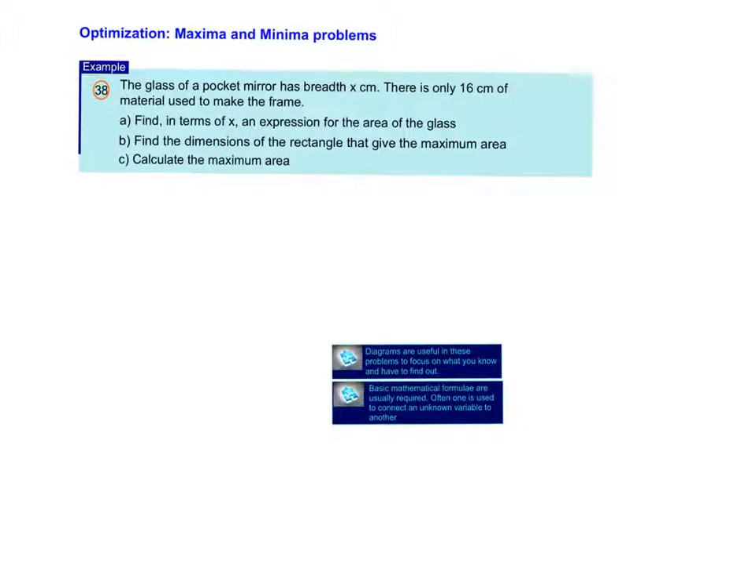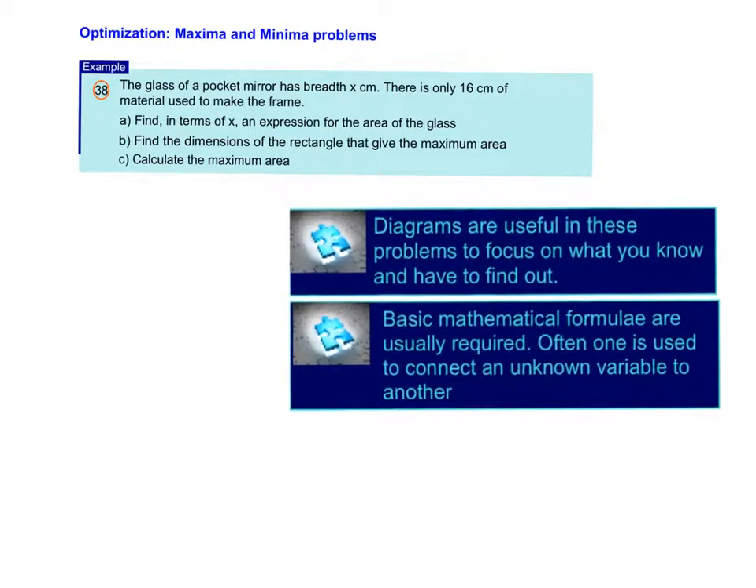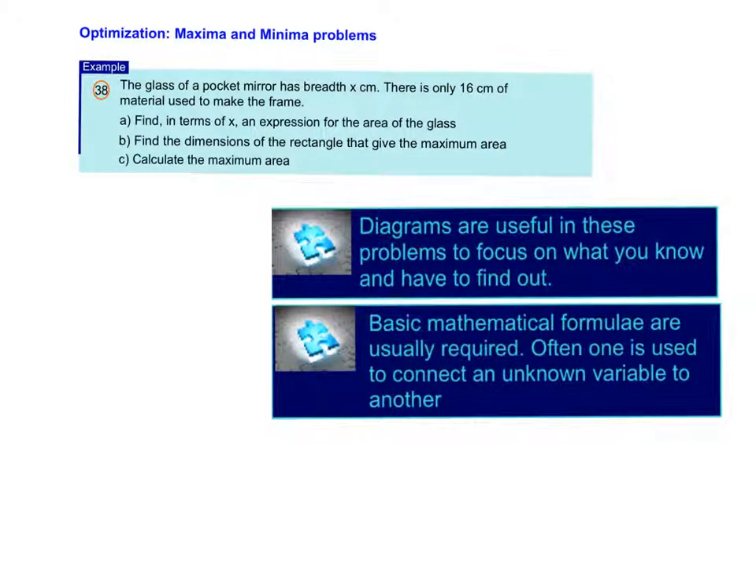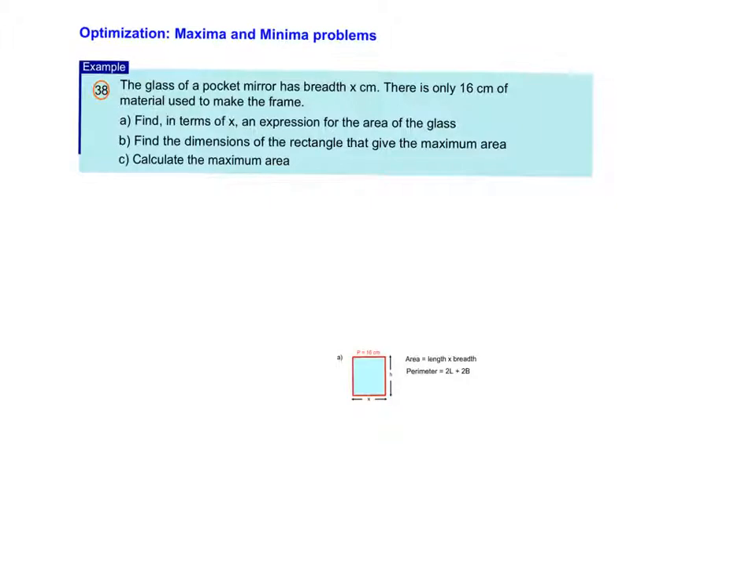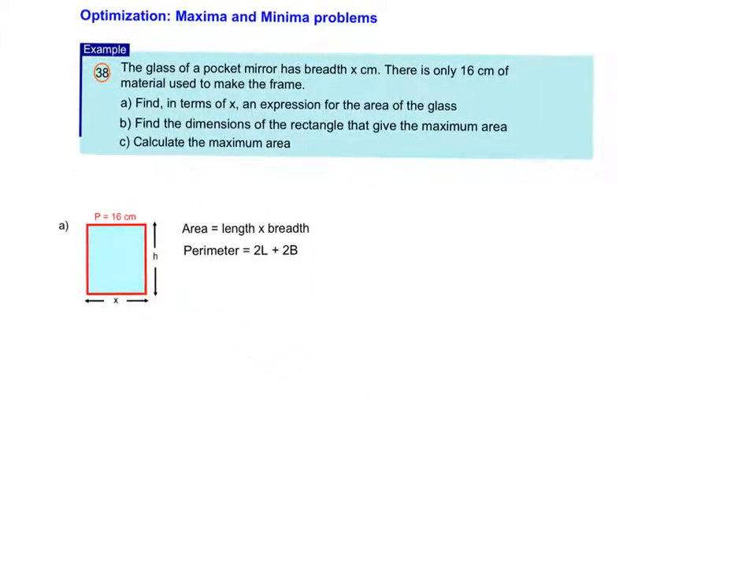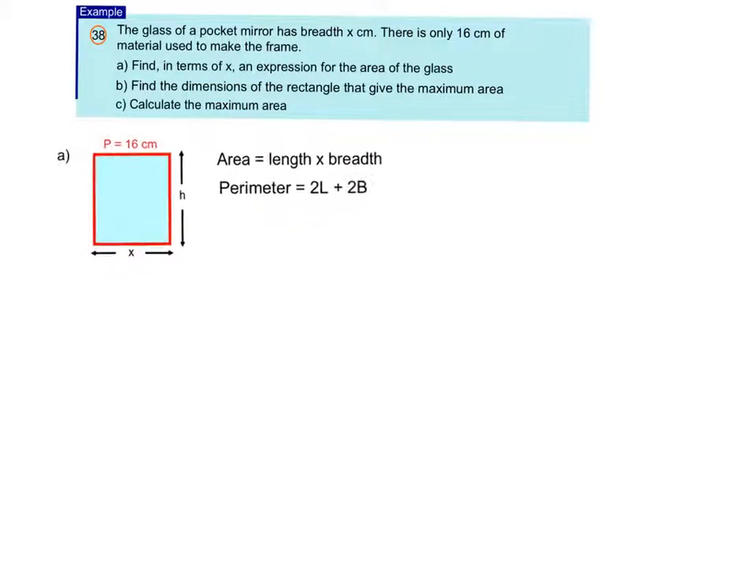For these kind of questions, the first thing you should always do, at least, is draw some diagrams. It makes it a lot easier to focus in on what it is you need to find. And then you need to remember some basic formulas. So typically it could be to do with area of a rectangle, volume of a cuboid, etc. It could be to do with triangles, just basic shapes that you should know some of the formulas for. So the first thing we're going to do is start off by drawing a diagram, as I said.